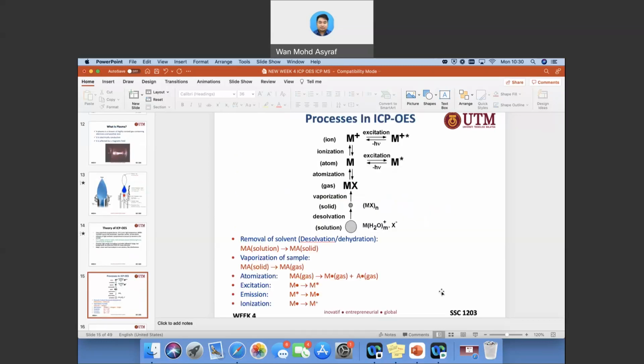Okay. All right. So the process in ICP-OES, I think that this process is quite similar to the one that you have seen inside the atomic absorption. So we will have a removal of solvent, which is dissolution, where the solution will become solid, and then we have a vaporization, the solid will become gas, and then atomization, excitation, emission, and then ionization.